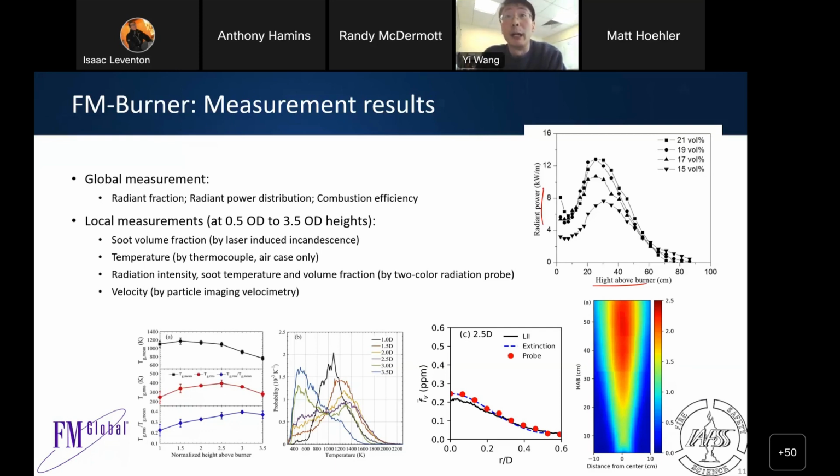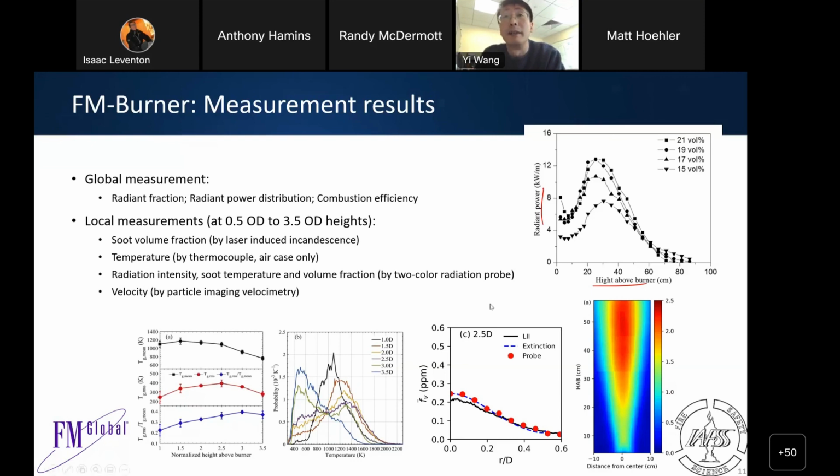For velocity, we are using PIV. This data should be available very soon. We just mapped all the flames for the different oxygen concentrations. We actually submitted a paper to this symposium. Hopefully, it should be available very soon. We should be able to make the data available in our database.